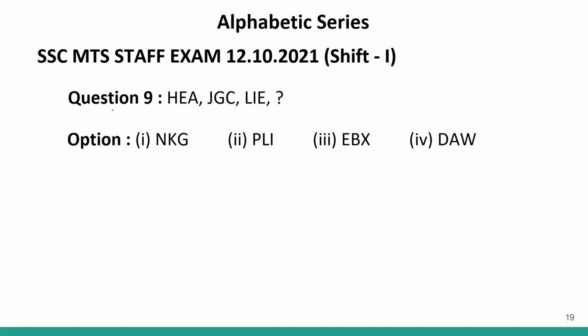Now, looking at question number 9. So, again I will look at H, J and L. So, H, J, L. H is how much? What is the forward rank for H? 8. J is 10. L is 12. So, here I can see plus 2. Here also I can see plus 2. So, the next element will be plus 2. I will get 14th position and at 14th position we have N. Okay. So, it will start with N.